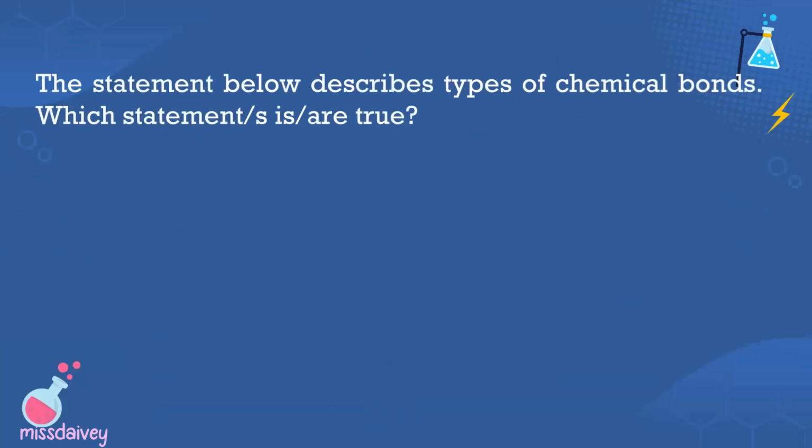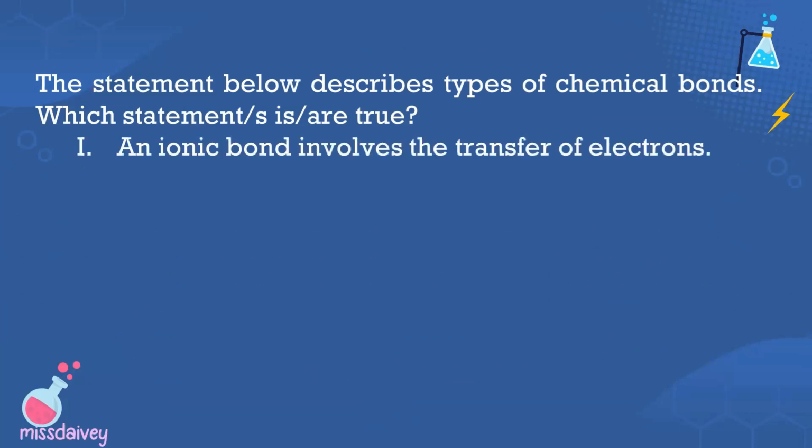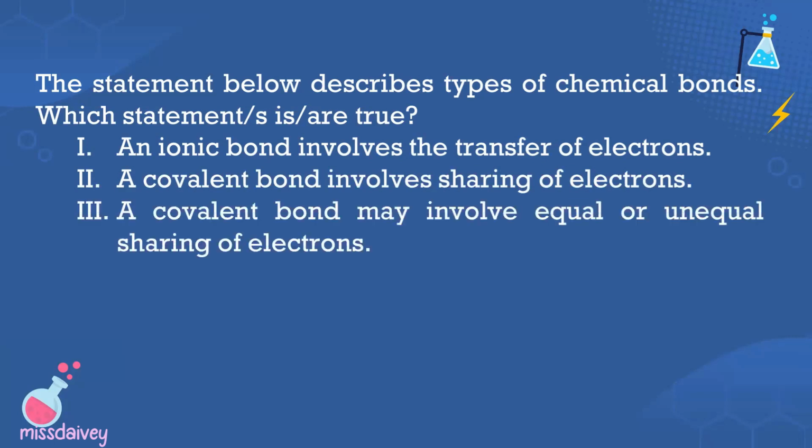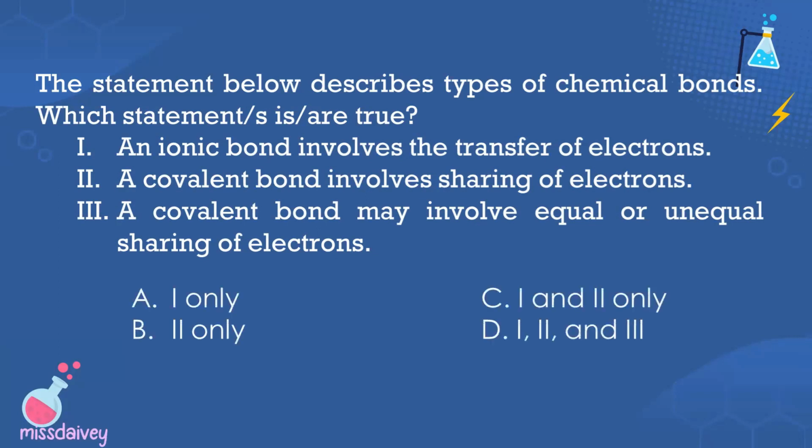The statements below describe types of chemical bonds. Which statement or statements is or are true? 1. An ionic bond involves the transfer of electrons. 2. A covalent bond involves sharing of electrons. 3. A covalent bond may involve equal or unequal sharing of electrons. Is it A, 1 only, B, 2 only, C, 1 and 2 only, or D, 1, 2, and 3? The correct answer is 1, 2, and 3.